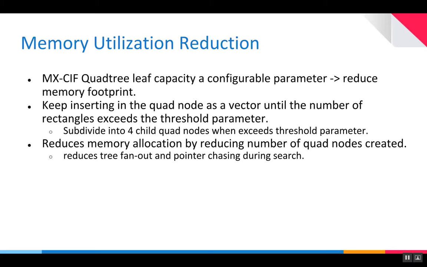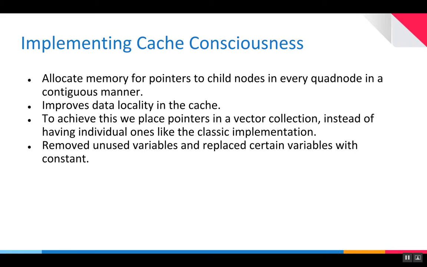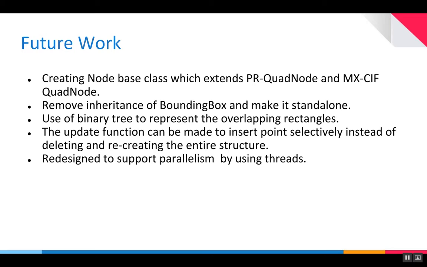So yeah, a similar kind of memory utilization reduction happens with respect to PR and MxCif, as we reduce the number of nodes that are being created and store all the rectangles in another collection. We also store it in another collection of overflow rectangles. Basically, whatever rectangle is not able to fall into a particular quad node or quad node children is put in the parent quad node's collection, and we search that, and the children nodes, to determine if a particular rectangle is present or not. The same kind of cache conscious implementation in PR is also implemented in MxCif. Same goes for data locality.